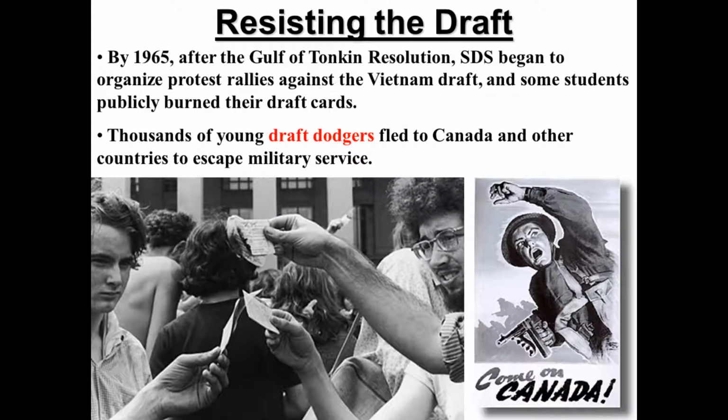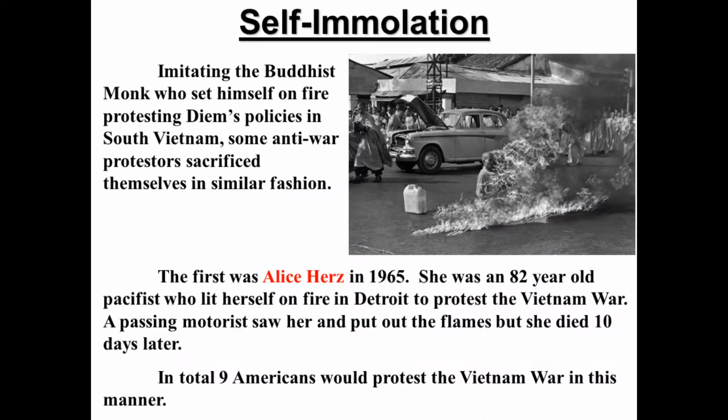By 1965, after the Gulf of Tonkin resolution, you have SDS beginning to form lots of draft resistance organizations. Basically, young people who were drafted were burning their draft cards and fleeing to Canada, and they called those people draft dodgers, people who fled to Canada and other countries to escape the draft.